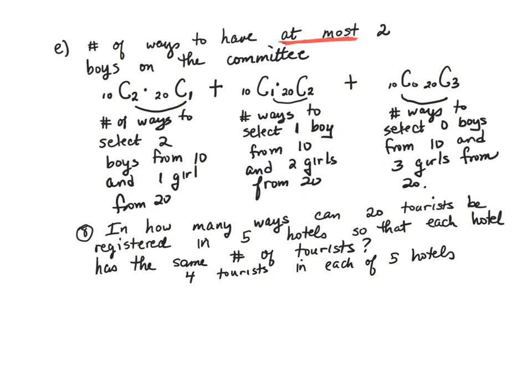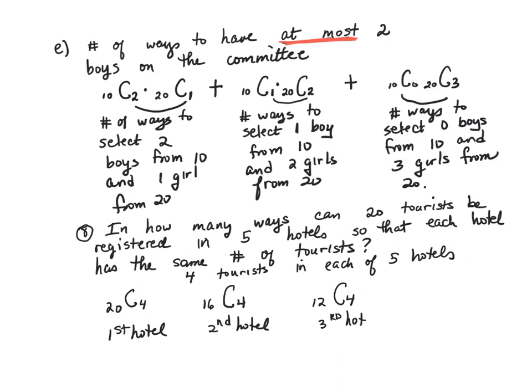So we have to consider the cases. For the first hotel, you have your 20 tourists, so you choose any 4 from the 20. Then, once those 4 tourists go into the hotel, there are 16 left over. So for the second hotel, we have to choose 4 out of the 16. And once those tourists go to the hotel, we've taken up 2 of the hotels. There are 8 tourists now that are taken care of. Now we've got 12 tourists left, and we choose 4 of them from the 12 for the 3rd hotel.